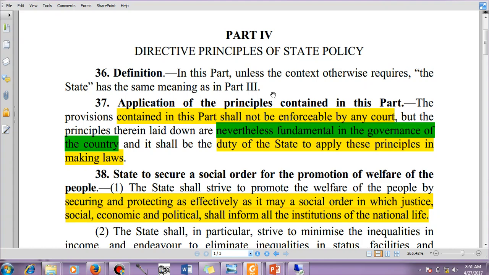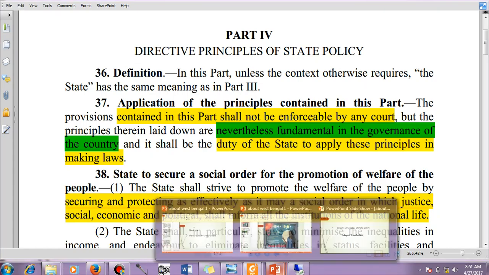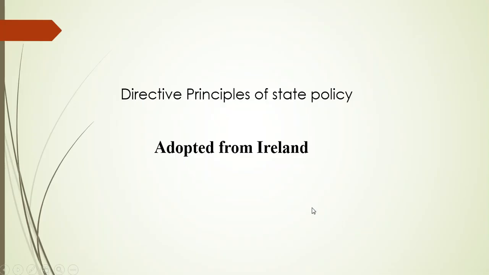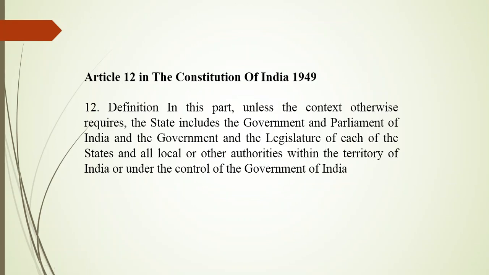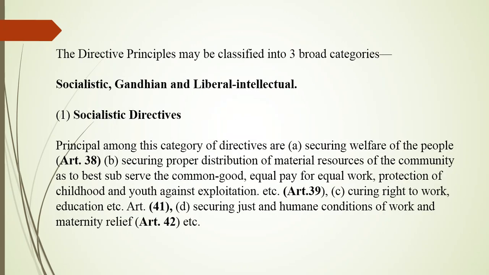So Article 36 says, in this part, unless the context otherwise requires, the State has the same meaning as in Part 3. Now you should know what is there in Part 3, which I have also mentioned here. In Part 3 there is Article 12, which talks about the State, and the definition is, unless the context otherwise requires, the State includes the Government and Parliament of India and the Government and the Legislature of each of the States and all local or other authorities within the territory of India or under the control of the Government of India. So all these organizations and authorities are included under the definition of State.